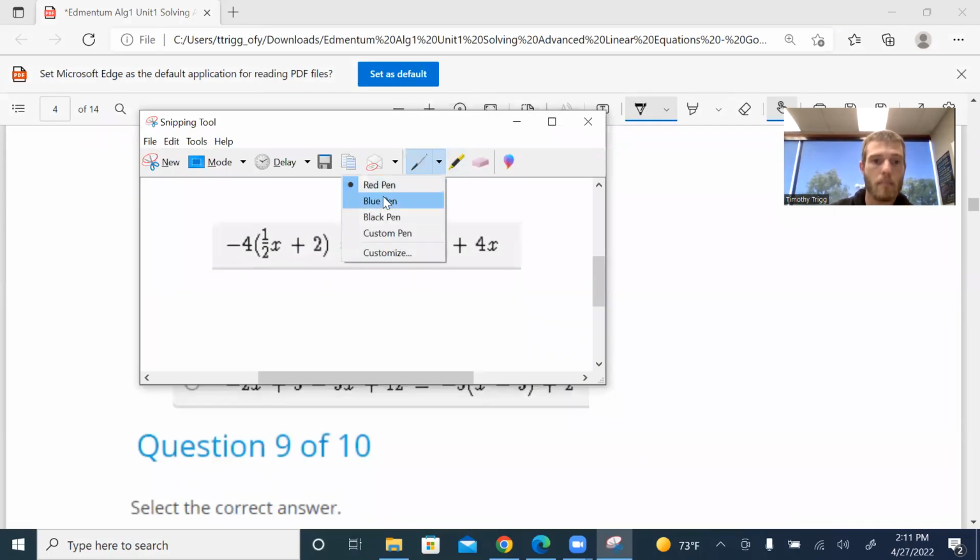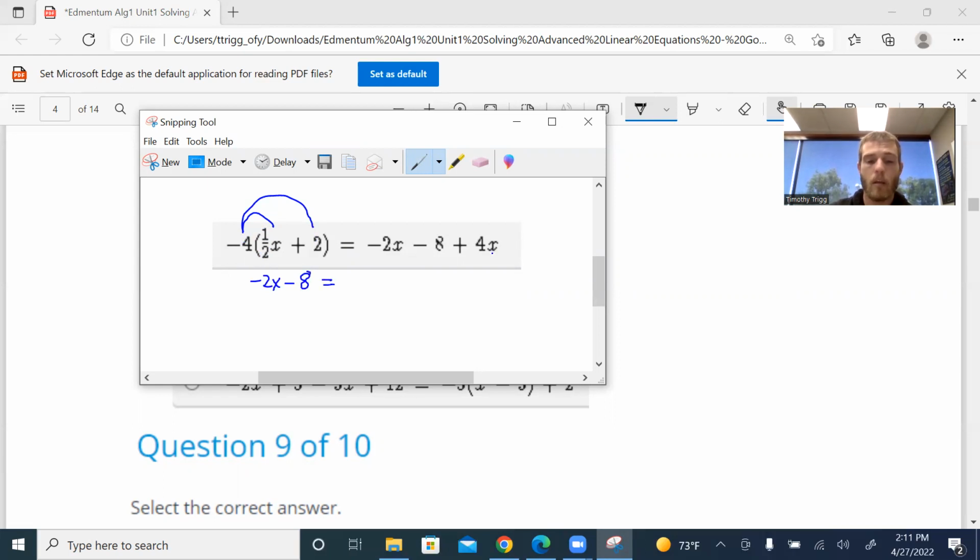So let's start by distributing this -4 here into this parentheses. -4 times 1/2. So -4 times 1 is -4, divided by 2 is -2. So we have -2x minus 8 equals, I'm going to go ahead and combine like terms. So I'm going to kind of combine steps here. I'm going to combine like terms over here. I can combine this -2x and 4x on the right side. That gives us positive 2x. And then we also have a minus 8.